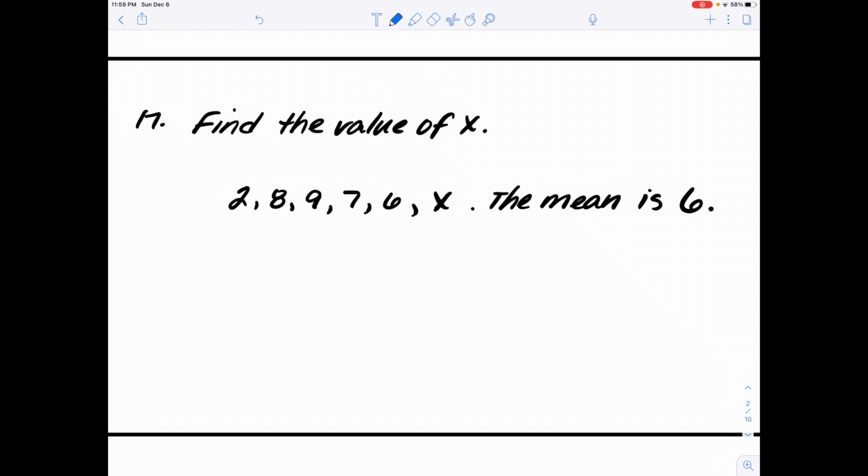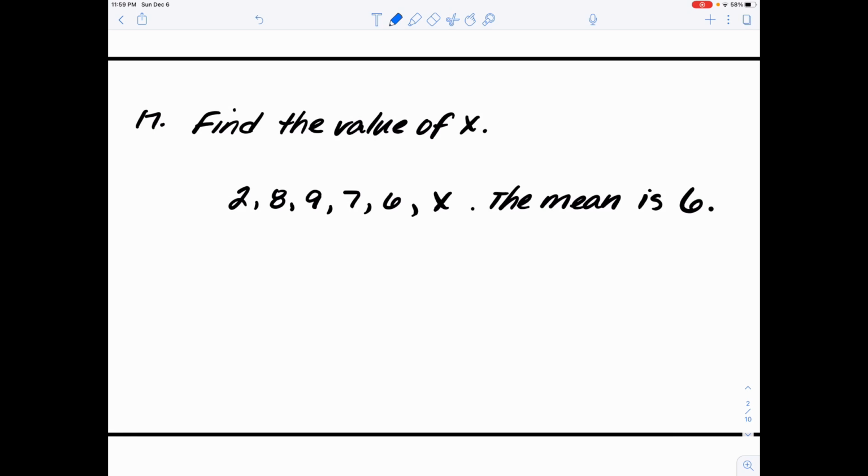Question number 17 says to find the value of X. So we've got a data set and we have a missing value that we need to find. So we have 2, 8, 9, 7, 6, and then the missing value. And it says a very important piece of information that the mean is 6.